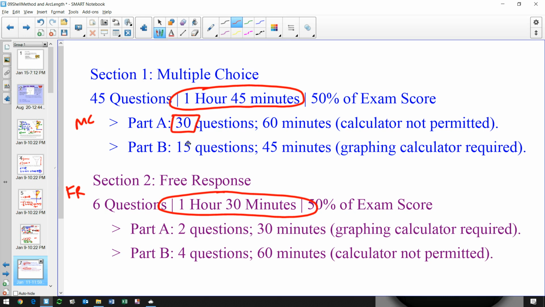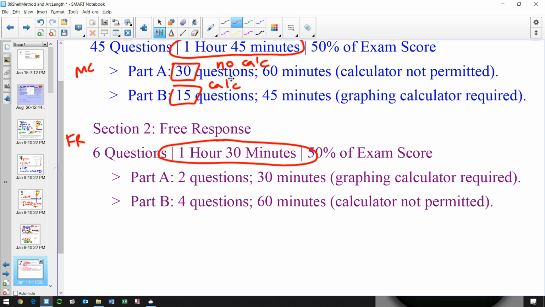The first part is 30 questions with no calculator. Okay, so you'll start out with no calculator. And then I think you seal this up. You seal this part up. You open up another seal. And this part will be 15 questions with a calculator. Okay, so now you can take your calculators out. All right, then when you come back from your break, you'll have your calculators out.